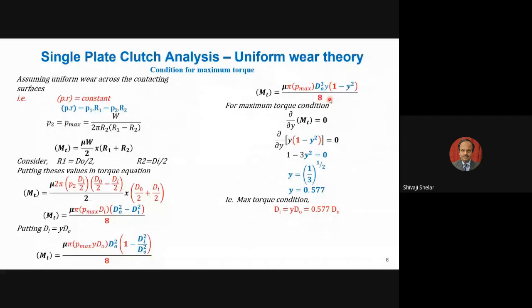Now this product y into 1 minus y square becomes your torque characteristic number for the plate. This small part is called the torque characteristic number. Let's take this torque characteristic number and plot it for different values of y. In the next slide, I have done that calculation and plotted it in a chart, so you can look at the chart.